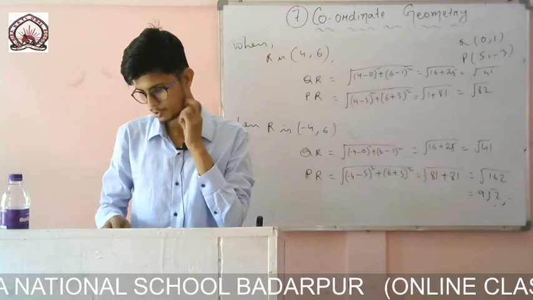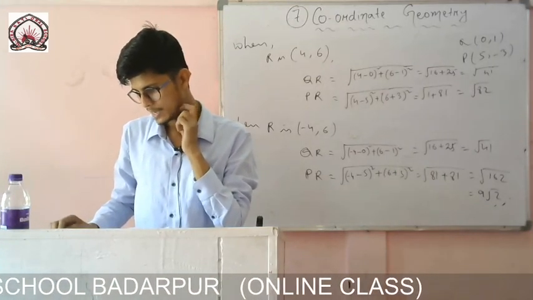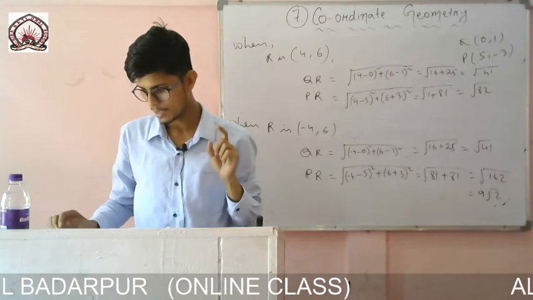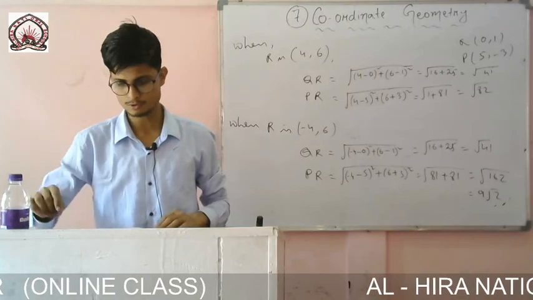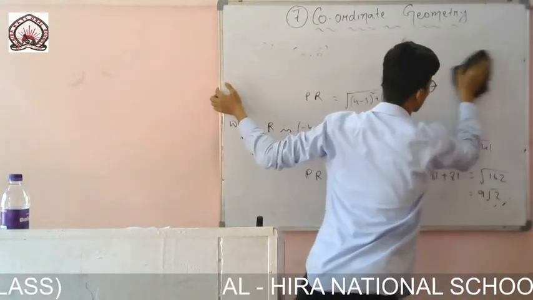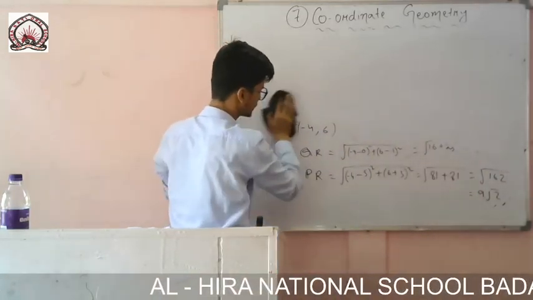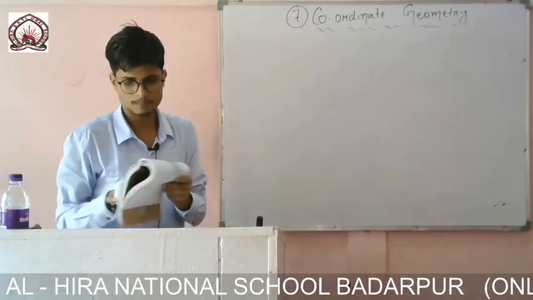So now the last question of this exercise: find the relation between x and y so that the point x,y is equidistant from the points 3,6 and minus 3,4. So this question is also very important from the exam point of view. So now, question number 10, you see.